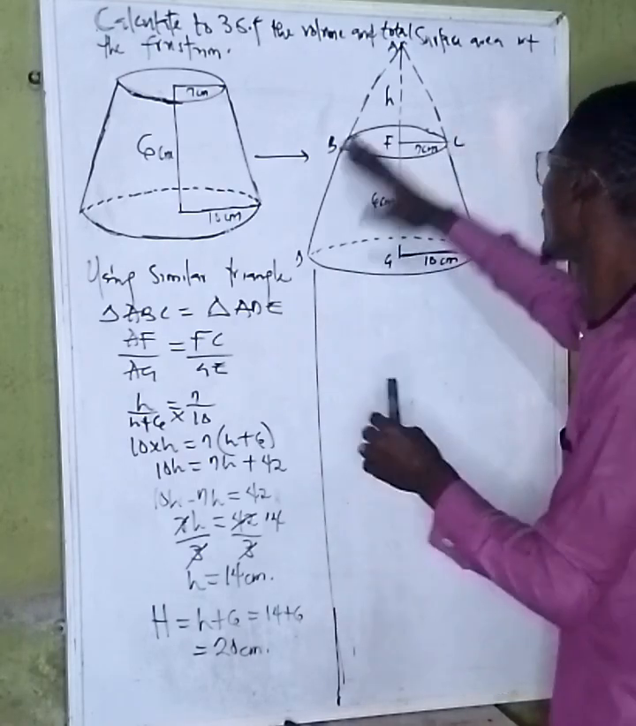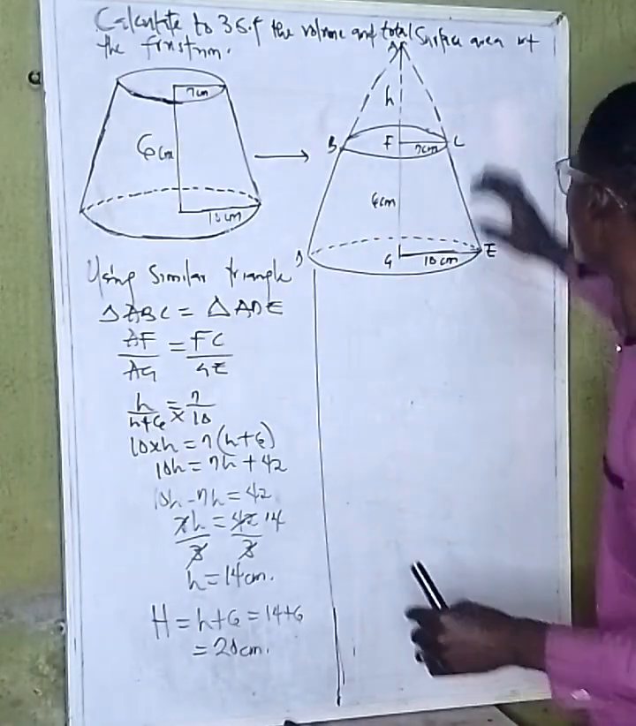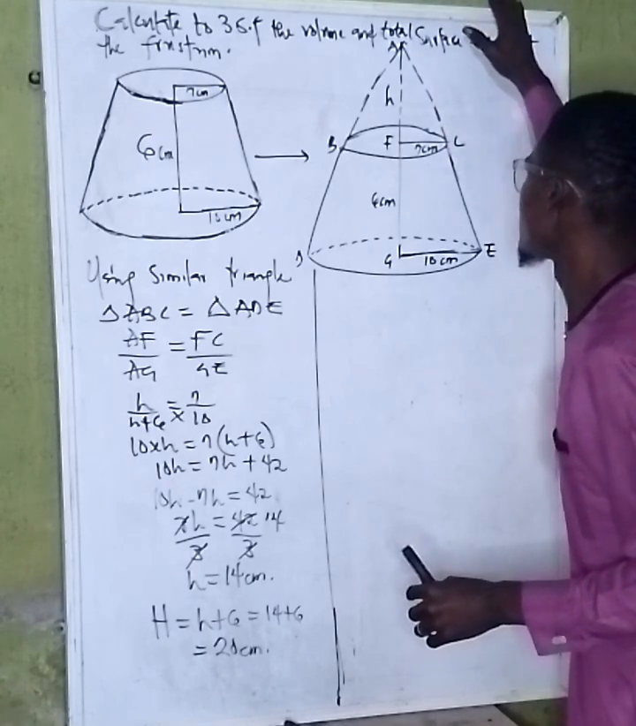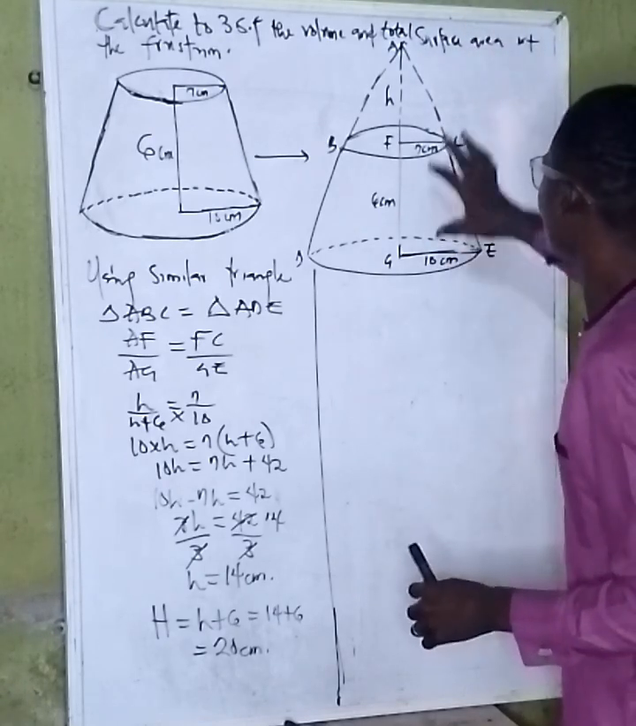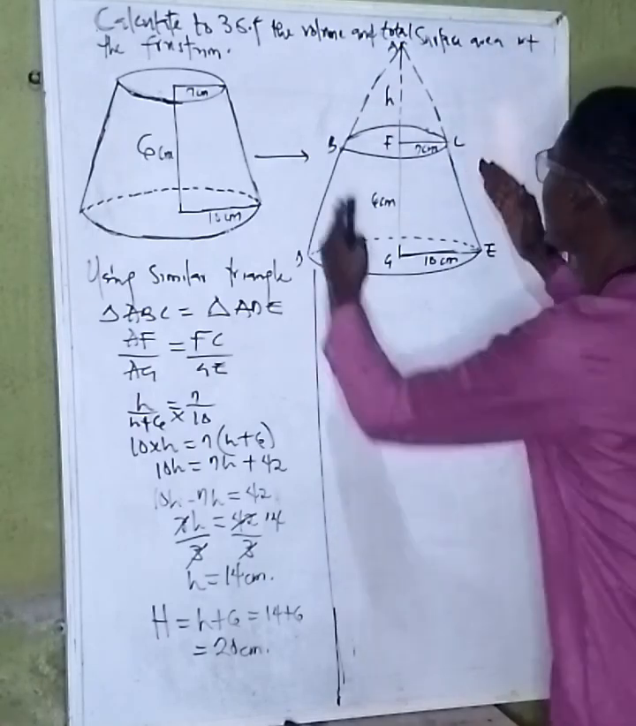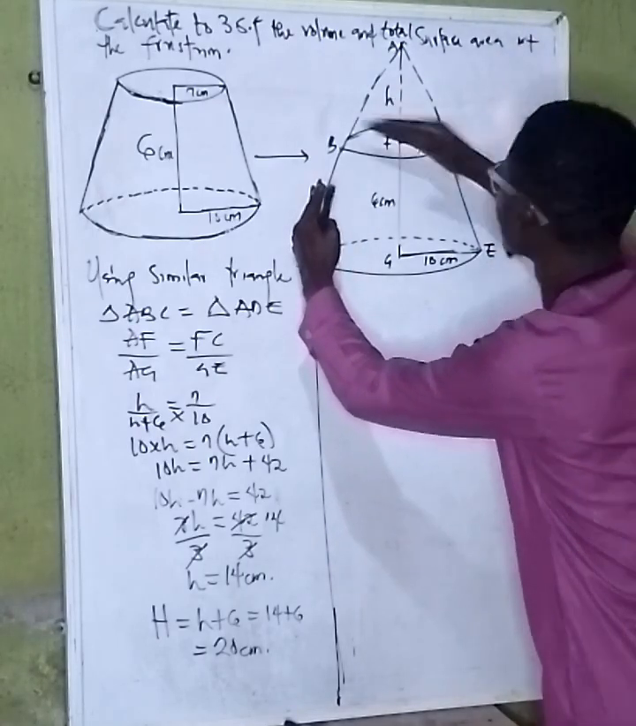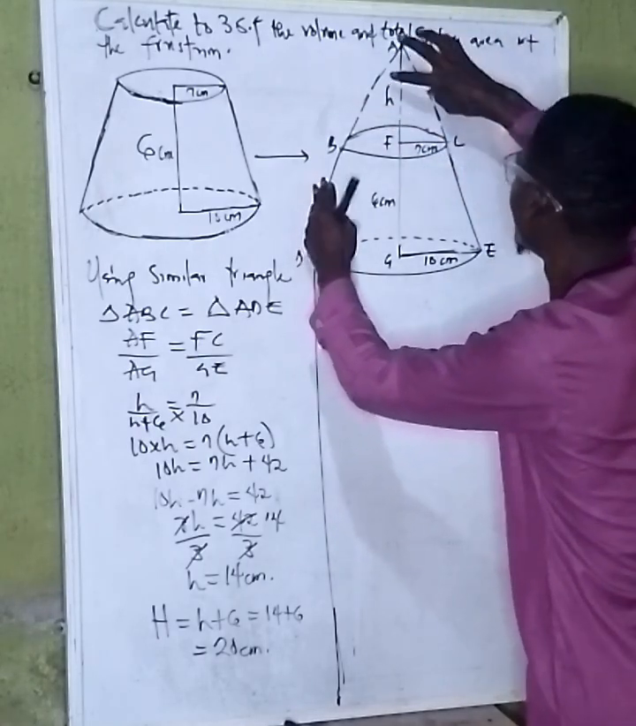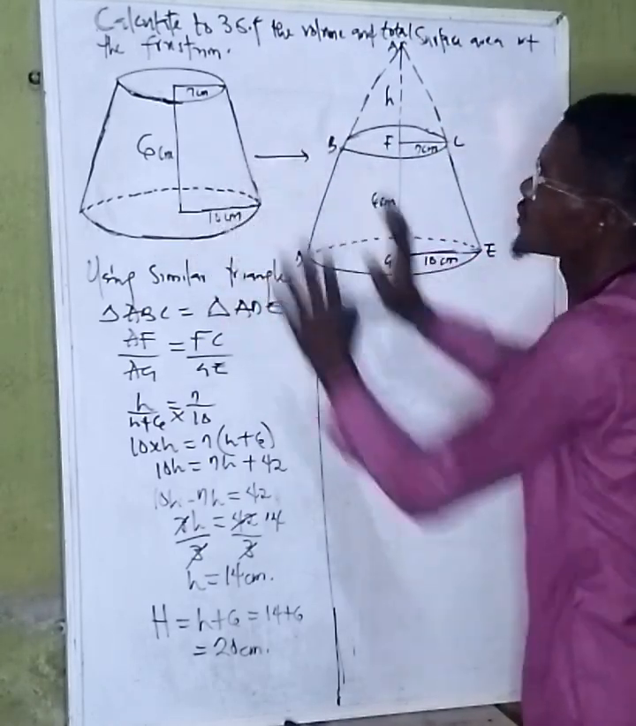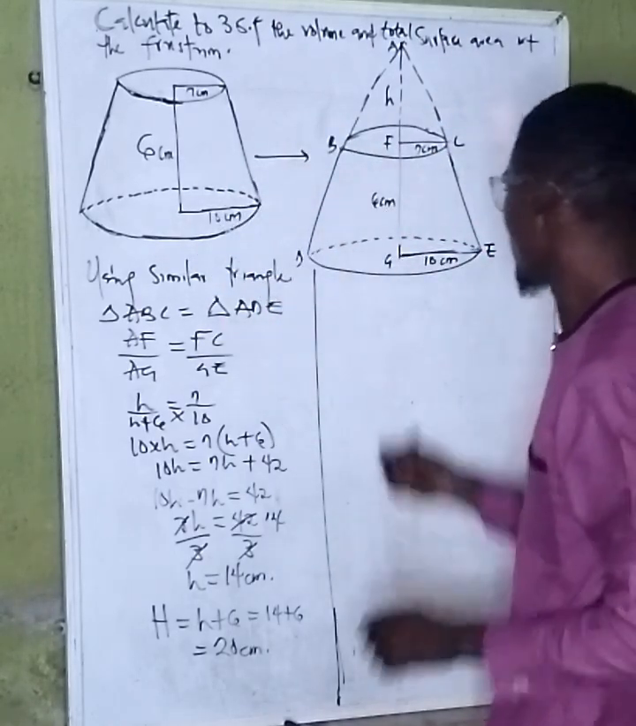We get the volume of the frustum. Once we get the volume of this cone at the top, and the volume of the whole cone, subtract, cut away this one, we will be getting the frustum. When we subtract the volume of this, we'll be getting our volume of the frustum here, which they asked us to do. Now, let's go here.